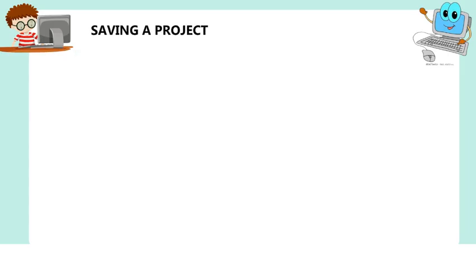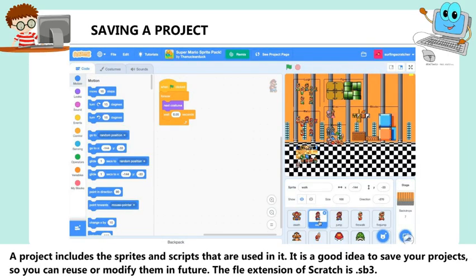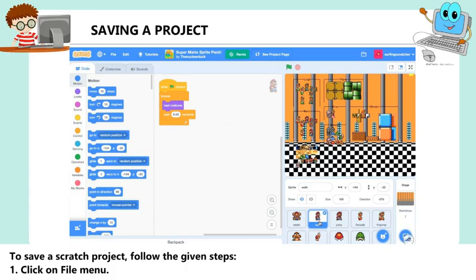Saving a project. A project includes the sprites and scripts that are used in it. It is a good idea to save your projects so you can reuse or modify them in future. The file extension of Scratch is .sb3. To save a Scratch project, follow the given steps.